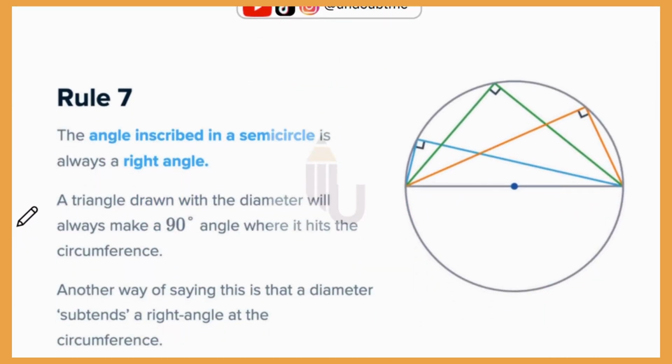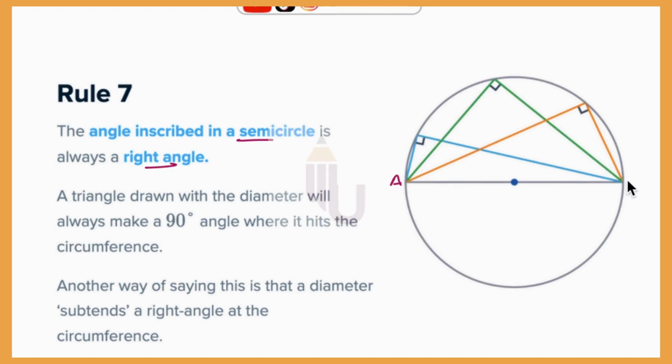Next, the angle in a semicircle is a right angle. So semicircle means you can see that AB is the longest chord and that's why it becomes a semicircle, and this angle will be 180, so half of that will be 90 degrees. Okay, there will be once again infinite possibilities. You have to just observe.